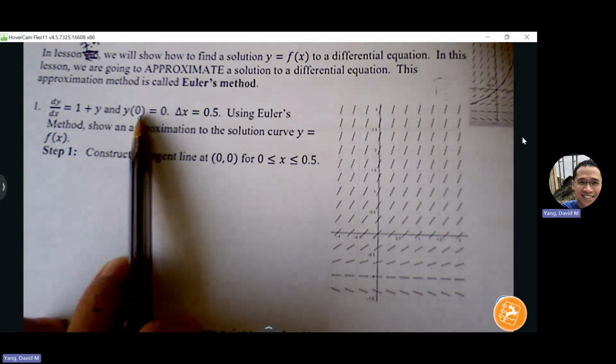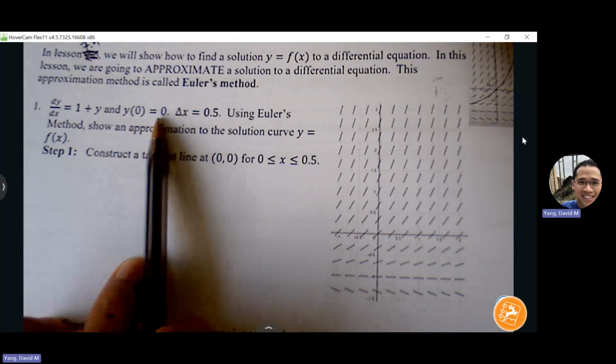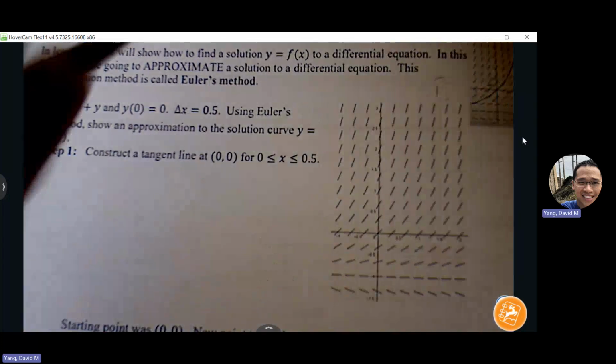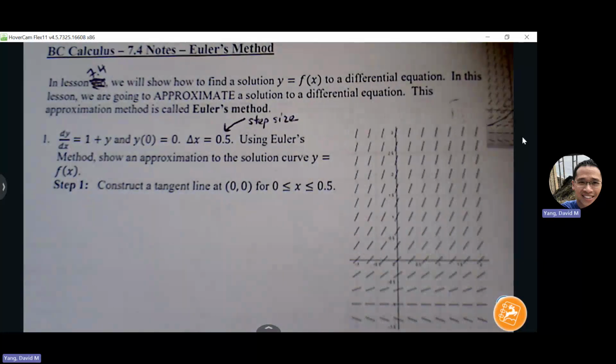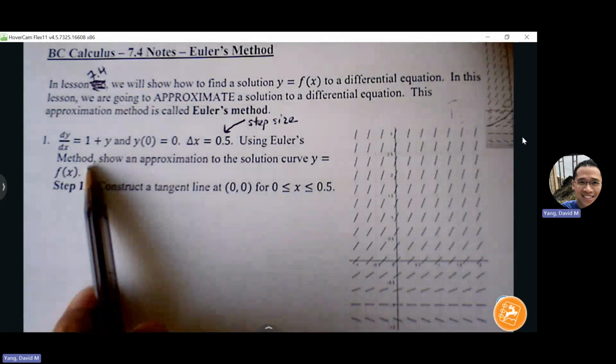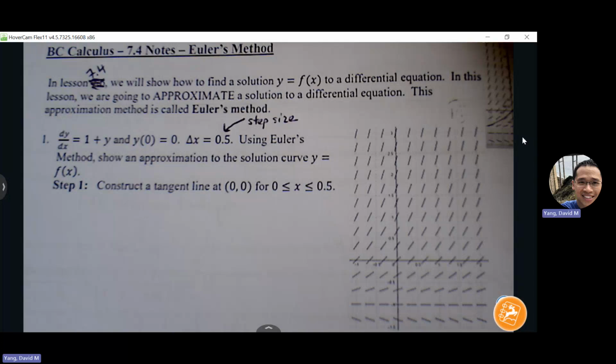Then they give us an anchor point on the function, y of 0 equals 0, and delta x equals 0.5. This tells us this is the step size for our function. So what we're going to do is take the ordered pair and the slope formula. From the slope formula, we'll have an idea how we want to move. Once we have that point figured out, we'll identify it, plug into the slope formula again, move again, find that point, move again. So the dy dx basically tells us the slope, so we can use it to map out our step along the way.